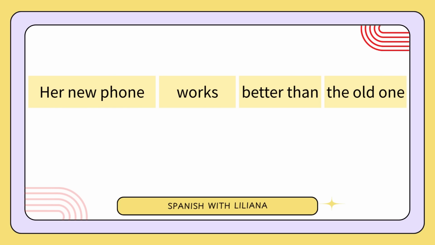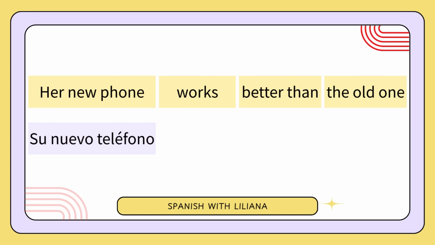The next sentence is, her new phone works better than the old one. How would you say this in Spanish? Let's start with the first part, her new phone. I mentioned before that adjectives usually come after the nouns in Spanish, but there are some that can be placed before. So we could technically say, su nuevo teléfono. Or we could put it after as well. Su teléfono nuevo.